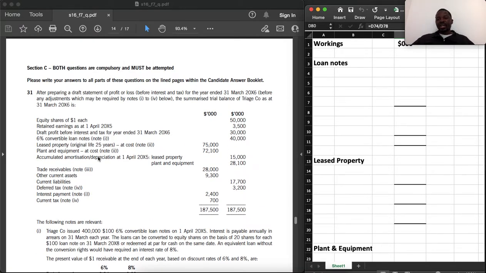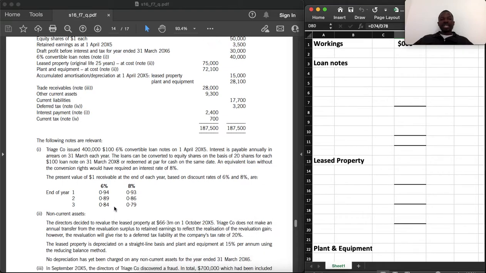Now here, let's read the scenario. After preparing a draft statement of profit or loss before interest and tax for the year ended 31 March 20x6, before any adjustments which may be required by notes 1 to 4 below, the summarized trial balance of TCO as at 31 March 20x6 is, we are given equity shares, retained earnings, draft profit before interest and tax for the year 30,000, 6% convertible loan note 40,000, leased property, plant and equipment, accumulated amortization and depreciation, leased property and plant and equipment, receivables, other current assets, current liabilities, deferred tax, interest payment, current tax. That's the end of our trial balance.